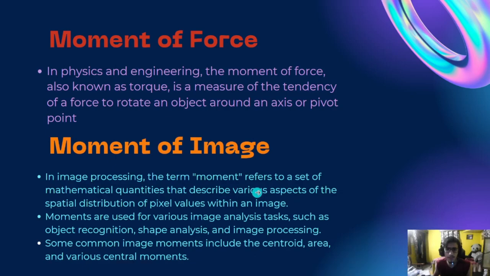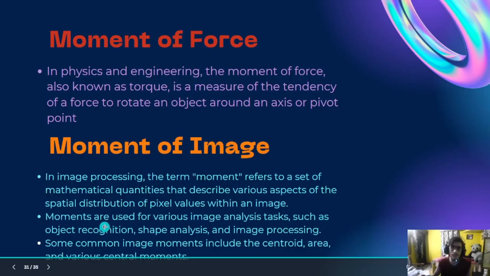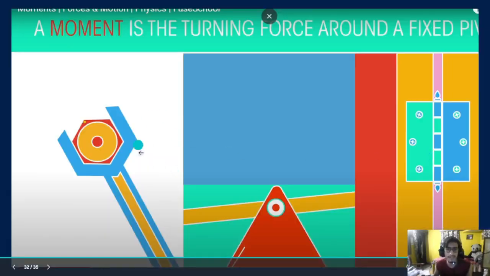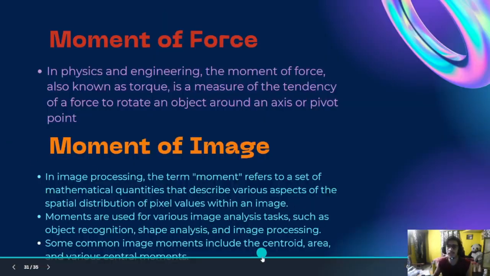In image processing, the term moment refers to a set of mathematical quantities. These are used in object recognition, shape analysis, and image processing. What you should understand is that by moment we mean the centroid, area, and various other moments, but here we will consider moment as the centroid.